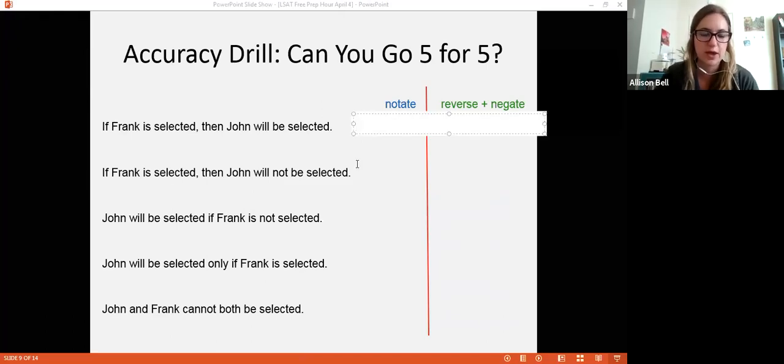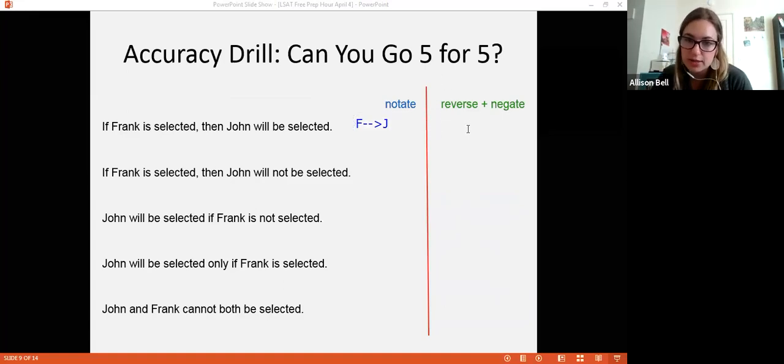So this one, if Frank is selected, then John is selected. And then I want you to also find the contrapositive of that statement. I want you to do that for all 5. That's probably a little too much for you to type in the chat window all at once. So you can just write done in the chat window when you're done, and then we'll go through them one at a time. All right, I'll give you some time. Tell me done when you are done so we can start going over it.